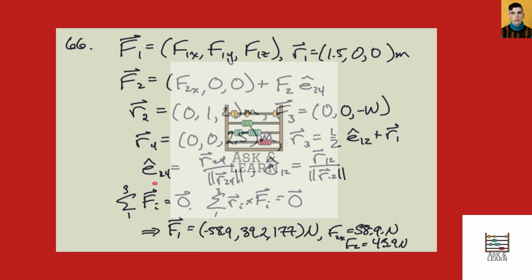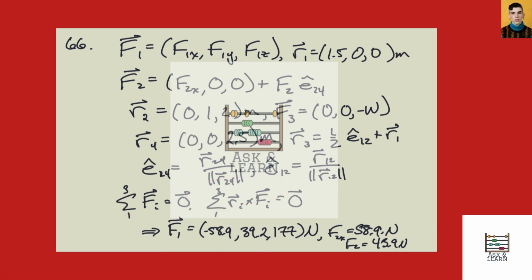So we can get the unit vectors that we use to define our forces and positions just by knowing these points. R24 is R4 minus R2, and then we can divide by its magnitude, and R12 is R2 minus R1, and we can divide by its magnitude. So we have all the information to calculate these unit vectors. Once we do that, we have all of our force vectors and all of our position vectors, and we can sum forces and moments.